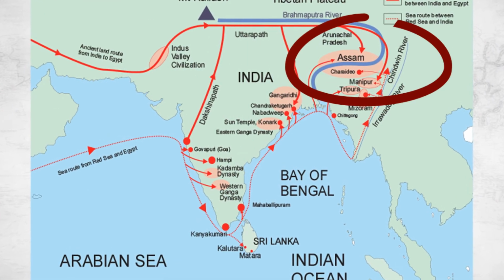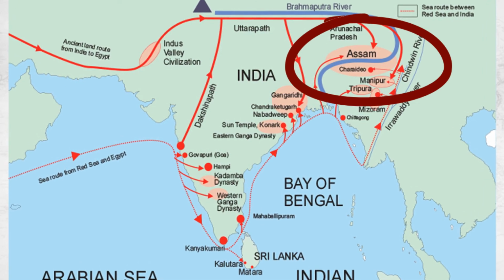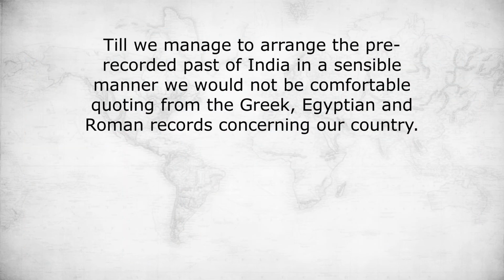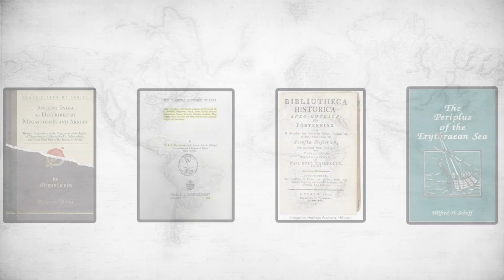Many regions of Northeast India appear to have a matriarchal descent culture similar to West Bengal. These are the features we see on ground, but their origin are rarely explained in our history and thus little understood. Till we manage to arrange the pre-recorded past of India in a sensible manner, we would not be comfortable quoting from the Greek, Egyptian and Roman records concerning our country. That is precisely what is happening at present and with our present understanding.